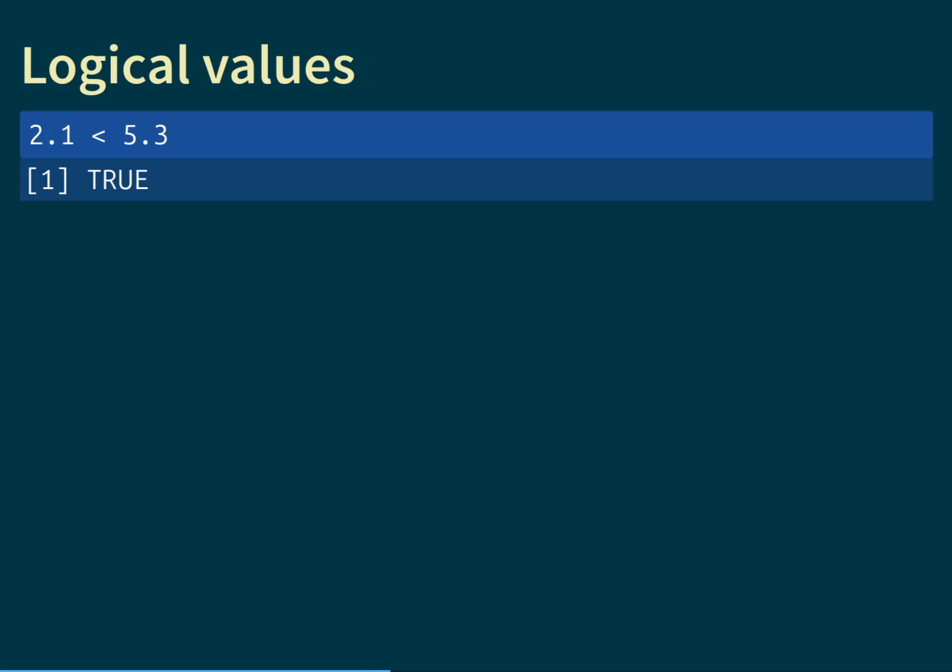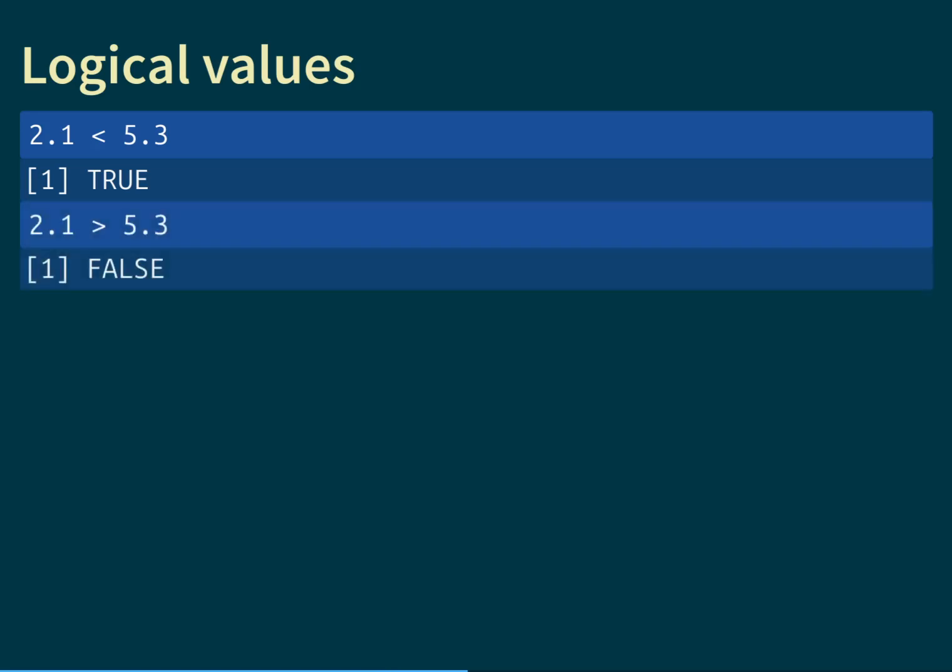Okay, so somehow these logical operations are apparently built into R. Somehow R knows that 2.1 is less than 5.3. Similarly, if we enter 2.1 is greater than 5.3, then we get back FALSE. It's not true that 2.1 is greater than 5.3.